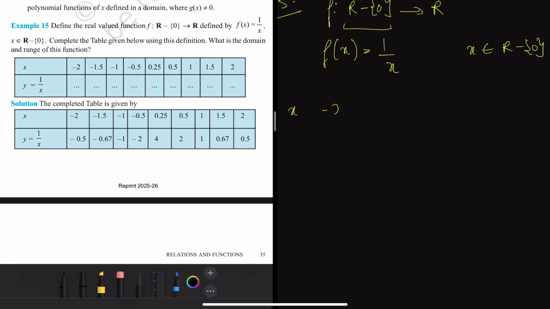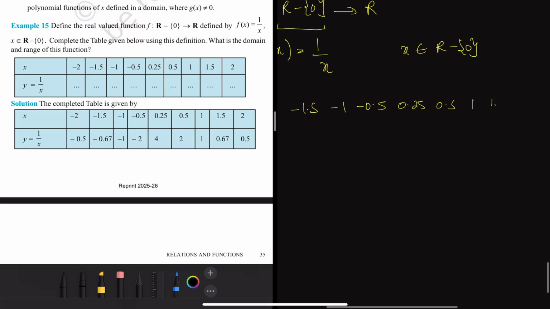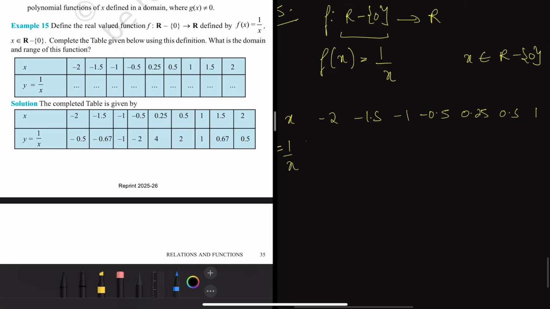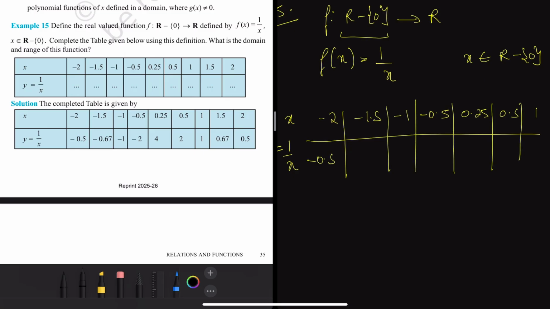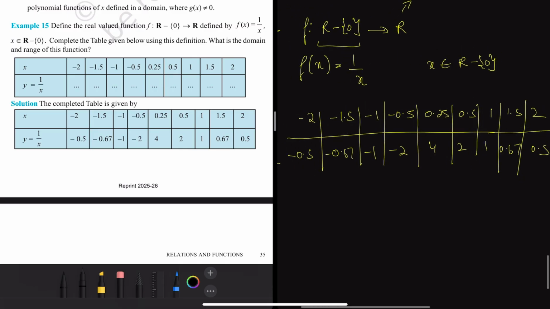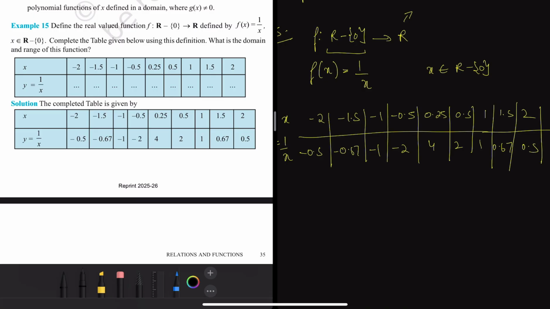For x: -2, -1.5, -1, -0.5, 0.25, 0.5, 1, 1.5 and 2. So y is what? y is 1 by x. So we have to take its reciprocal and nothing else. So when we take the reciprocal of -2, we will get -0.5, for 1.5 we get -0.67, then -1 remains -1, then -2, 4, 2, 1 and 0.67, 0.5. Okay, so now we have to tell the range and domain of this function.